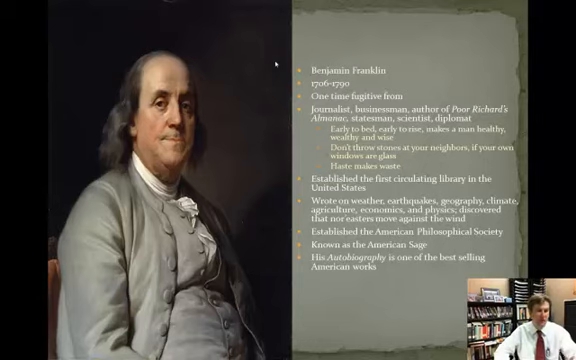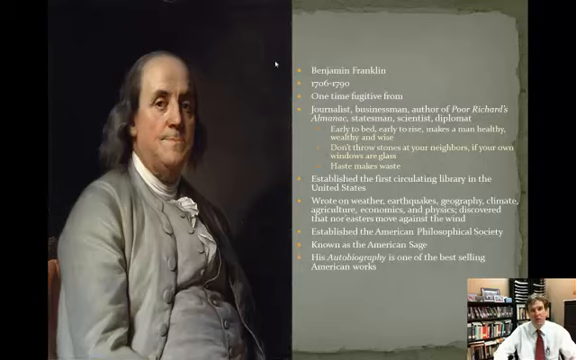Basically, he was a servant in his brother's shop. He was an apprentice in his brother's shop. And when he fled, he became a fugitive, essentially, from the law. Now, his brother could have asked to collect him. He was bound to his brother's shop, but his brother didn't. So from that point forward, Franklin was really much on his own.